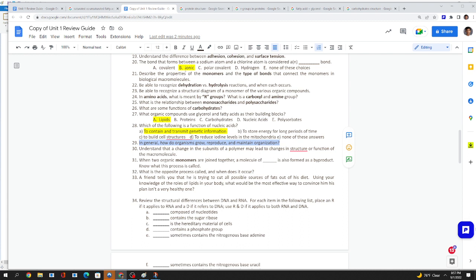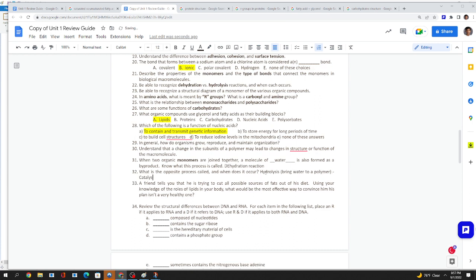When two organic monomers are joined together, a molecule of water is formed. This is known as a dehydration reaction. I kind of already showed this. Dehydration reaction. What is the opposite process called? When does it occur? Hydrolysis. You just bring water to a polymer. I already discussed it. By the way, these are going to need things called catalysts. You'll learn about it in Unit 3.